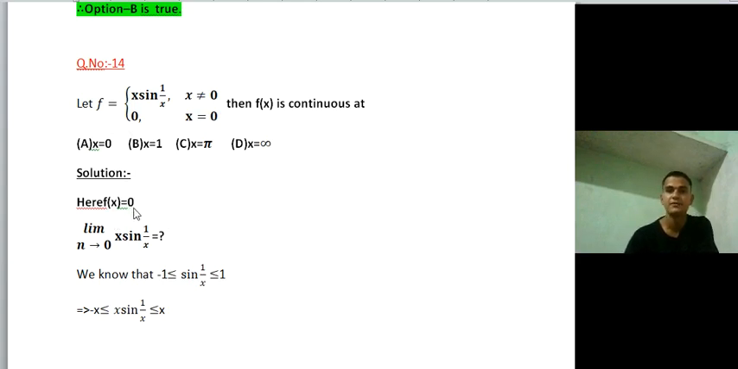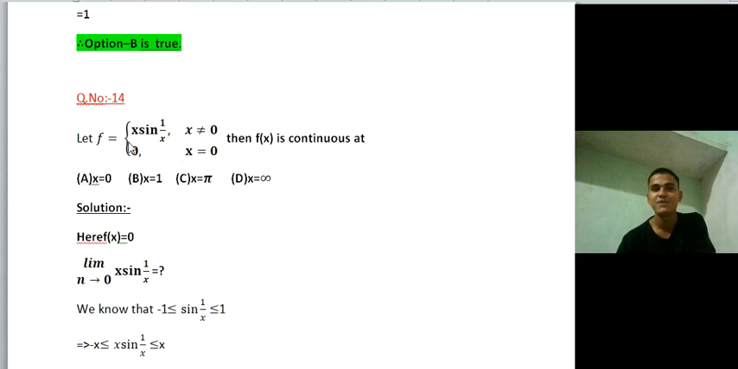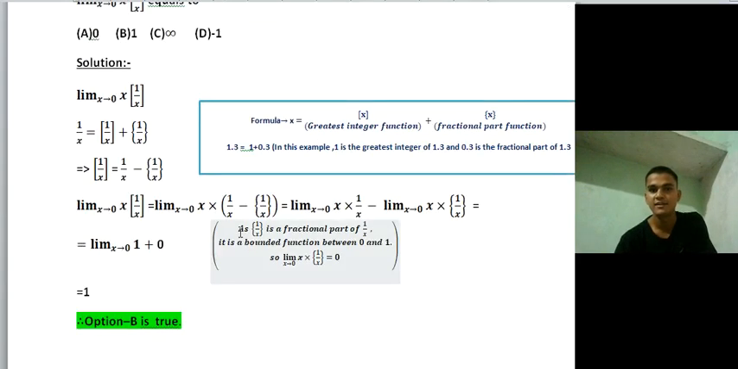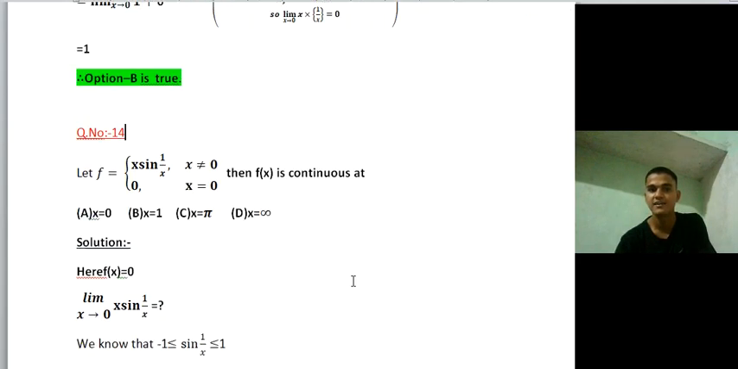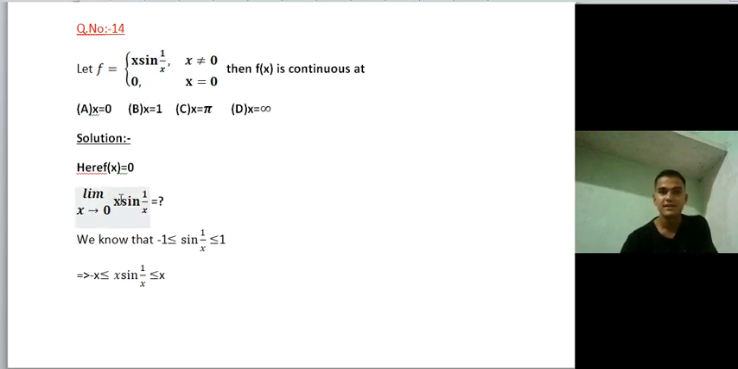So 0 is the functional value. So we will find out what is the limiting value. Okay. So we can also see here, if you find out the limit of this when x approaches 0, a similar case is also there, you can see, because this is sine 1 by x, this is a bounded function.